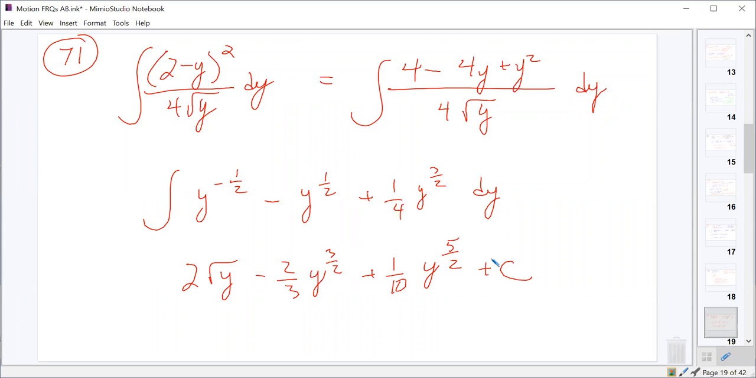Does that make sense? Everybody good there with 71? Looks like that's choice D. Yeah, everyone good there? That's a good one to take a look at, right? Dividing everything in the numerator by that one term in the denominator.